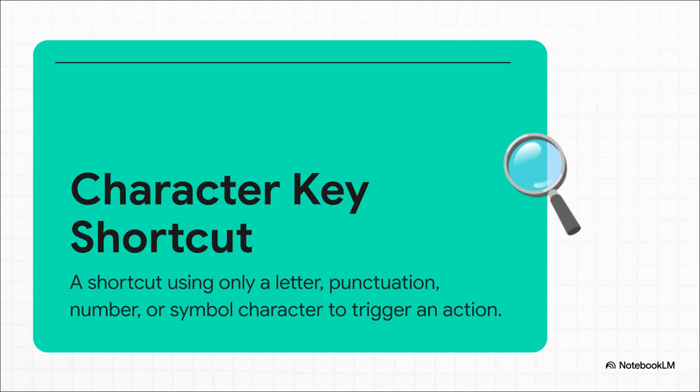Now, all this means is that a single character, any letter, number, or symbol, triggers an action. And here's the key part. It doesn't matter if you press just one physical key, like G, or if you press two, like Shift and Slash to get a question mark. If that final character on the screen kicks off a command, that's what we're talking about. And that little distinction, it changes everything.